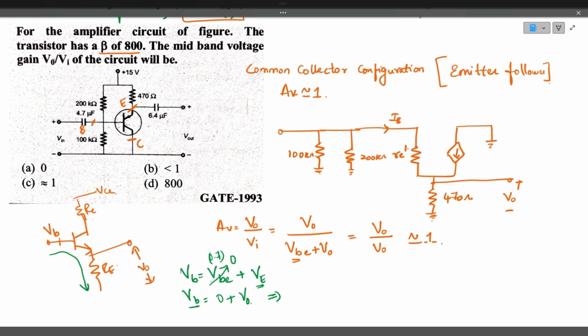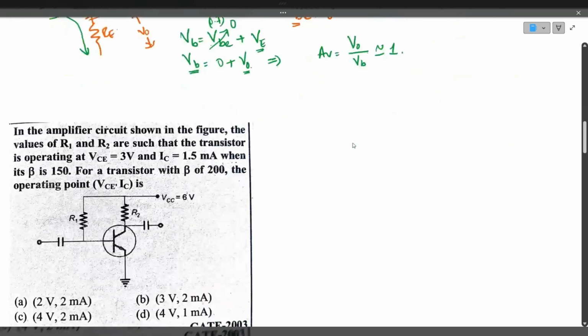So now the input base voltage is equal to output voltage. So now the voltage gain will be, output voltage is equal to input voltage. Both are same. It will be closer to 1. This is the simplest way to analyze the emitter follower circuit. So now the answer is option C. We'll see the next question.